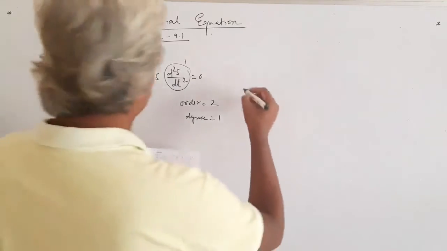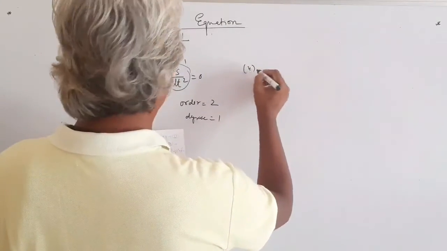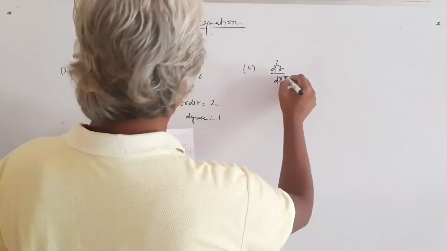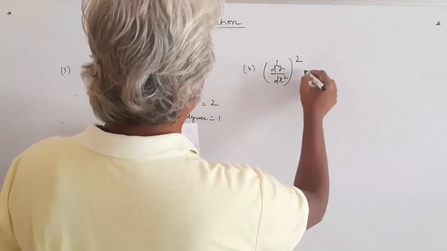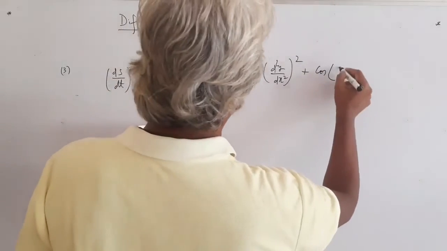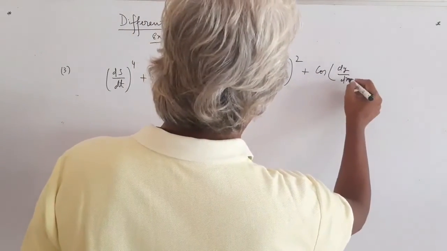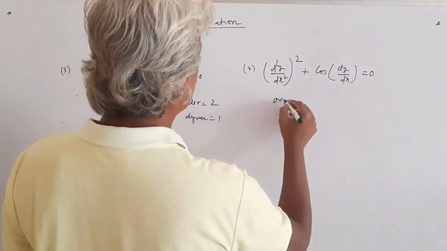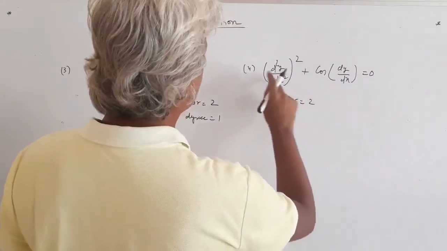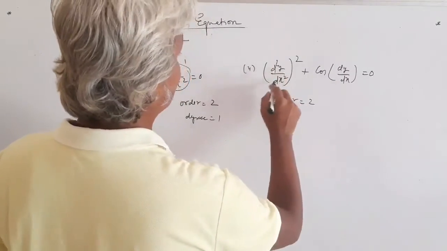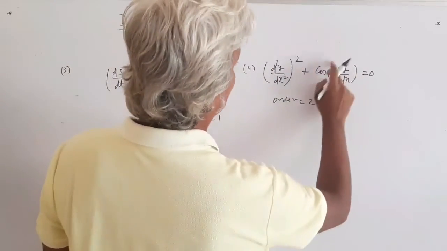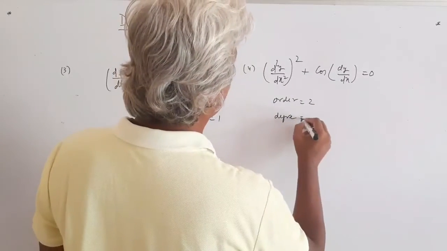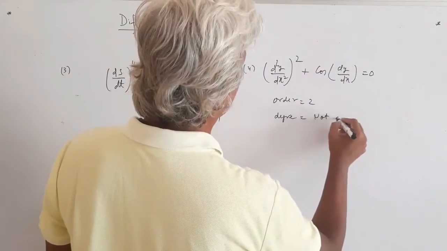Now I take another one. This you can take example 4 or question 4. This is (d square y over dx square) to the power 4 plus cos dy by dx is 0. Now again, what is order? Order you see it is 2 here because d2y by dx 2, but you can't get rid of this coefficient because of cos. So degree is not defined.